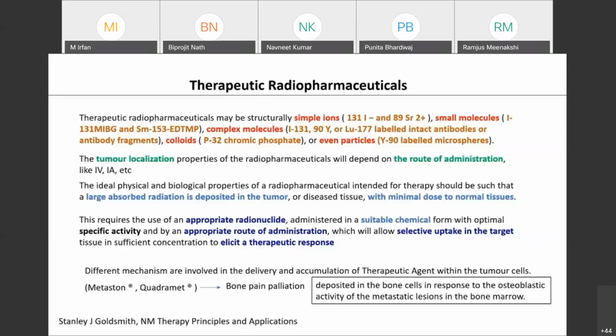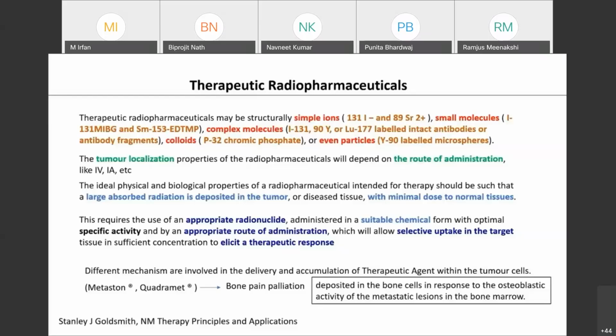the ideal physical process and the ideal property of a therapeutic radiopharmaceutical should be such that it should deposit a large amount of radiation in the tumor with a minimal dose to the normal tissue. That's the main thing you want out of therapy: higher dose to the tumor and lesser dose to the normal tissue. That's what an ideal radiopharmaceutical must have. If you go for radiation therapy, radiation oncology also wants it. You want to irradiate a higher dose to the tumor and less to the normal tissue to prevent side effects or normal tissue toxicity. And the same goes for these therapeutic radiopharmaceuticals.